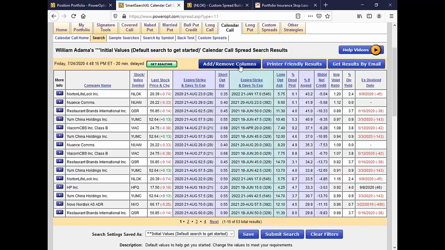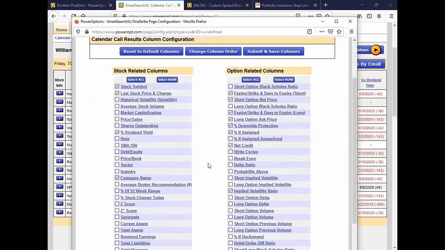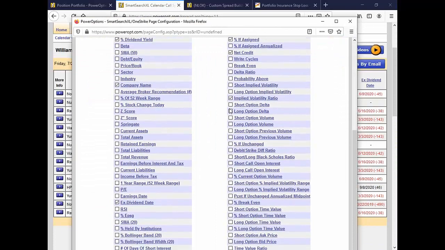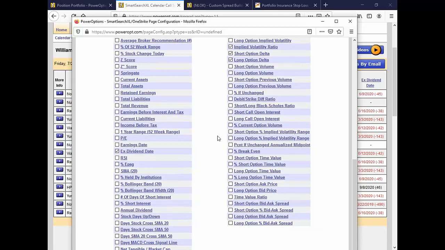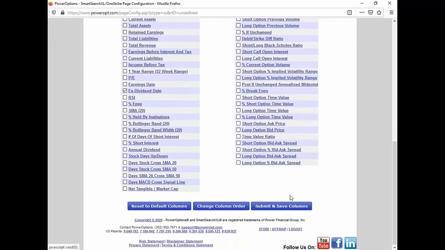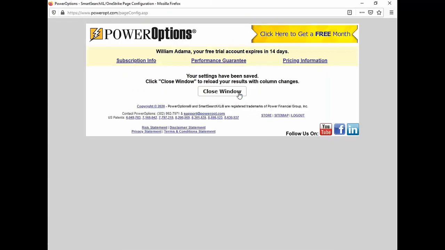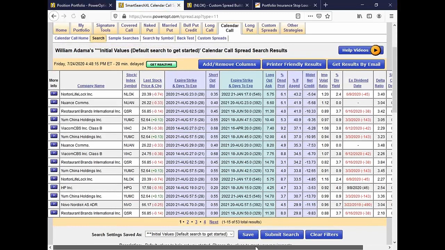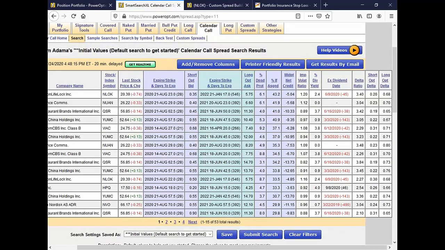Okay, and let me just add in the columns real quick here. I click Add, Remove Columns on the search so we can show this a little bit better. So I'm going to see long option delta, short option delta, and delta ratio. Okay, let me increase the full size there. Let's refresh our page. Okay, so let's go over to the far side. So you see here, this is what I'm talking about, William, and you can add those columns in.